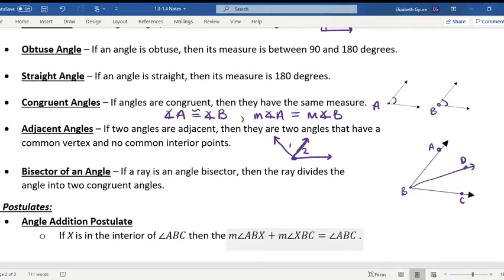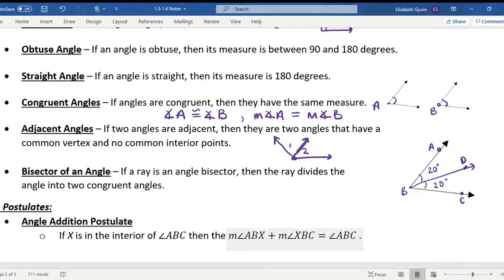Now, if this is a bisector, then that means it is going to divide your angle into two congruent angles. So we can put our congruent arcs. They would also have to have the same measure. For example, if this angle was 20 degrees, this angle would be 20 degrees. So that's what that would look like.